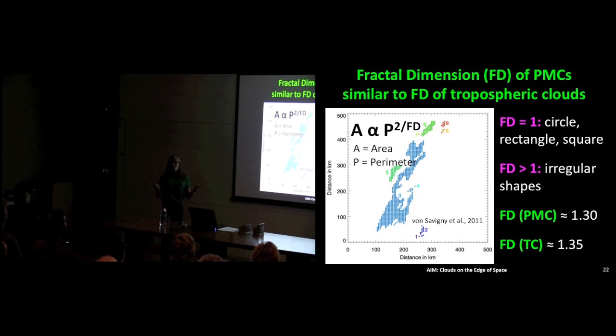The other thing is just that they are fractal in nature, which was an interesting finding. Nobody had ever seen that before. And that allows us then to have an extra diagnostic for our models. When you use a model and try to simulate a polar mesospheric cloud, now you can say, oh, what did the model tell me about the fractal dimension, and is that similar to what AIM saw?